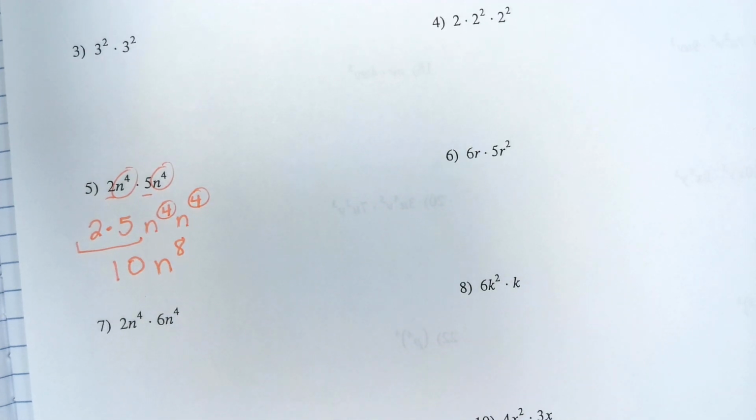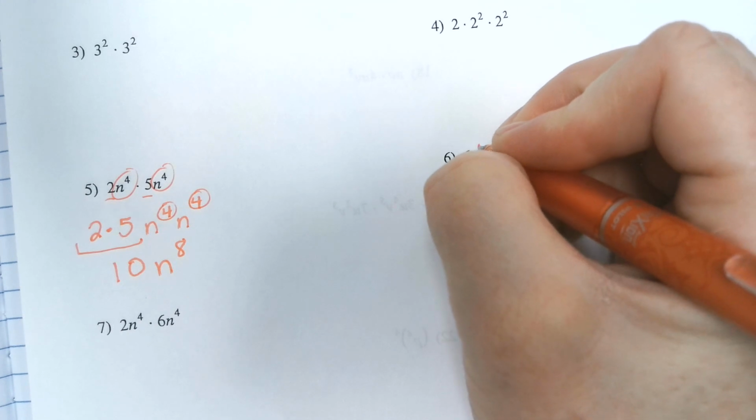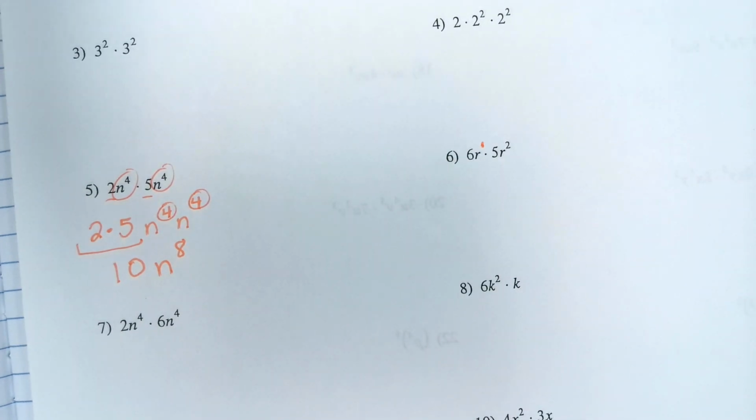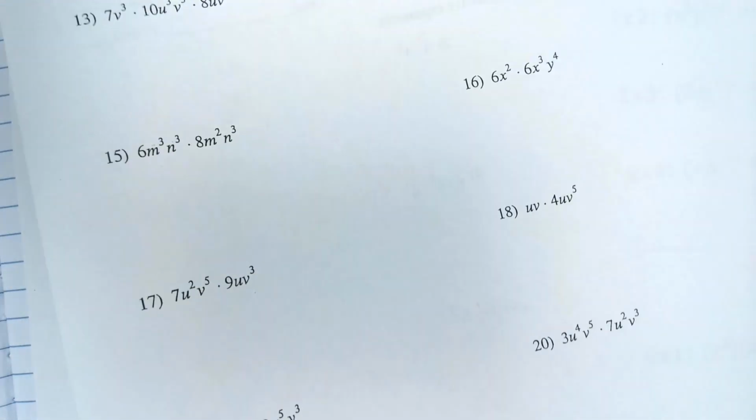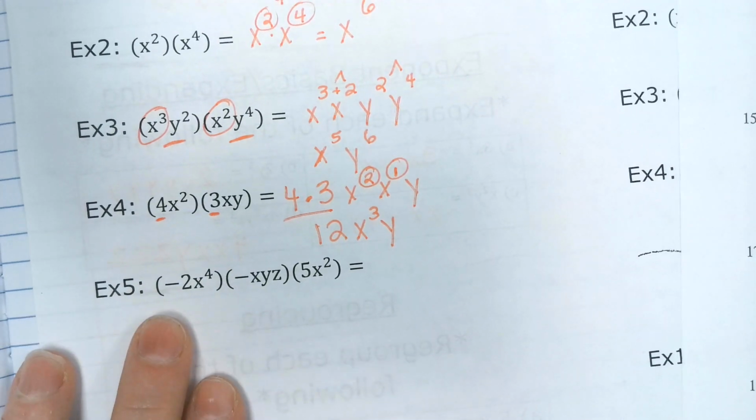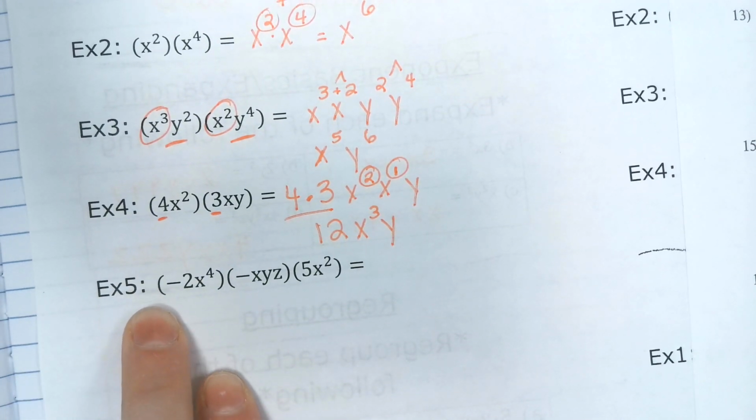All right, so keep on going through these. If you don't need to reorganize them and you can just go ahead and multiply them and add your exponents, you can do that too. So keep on going through this. Go through 12. All right, hopefully you got through 12. Let's go to our example 5. So everybody go back to their example 5 in their notes.